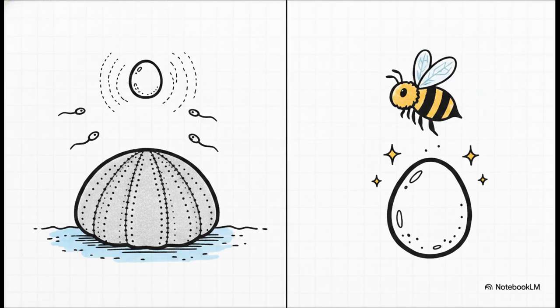They use a wild system called haplodiploidy. In these species, fertilization isn't always required. Males actually develop from entirely unfertilized haploid eggs. That means, incredibly, male bees have absolutely no father.